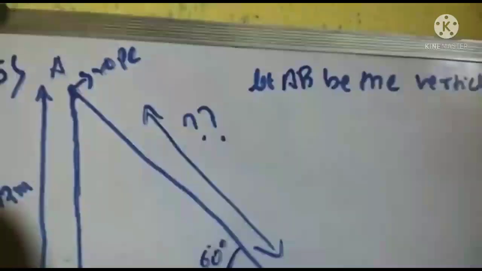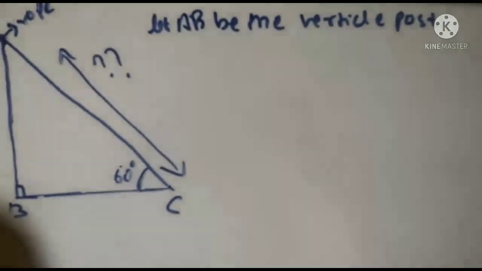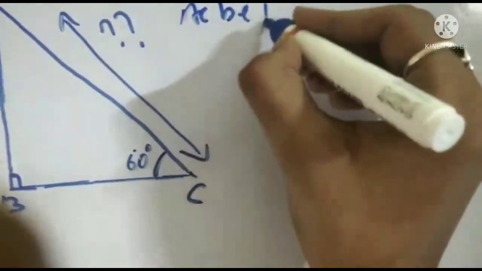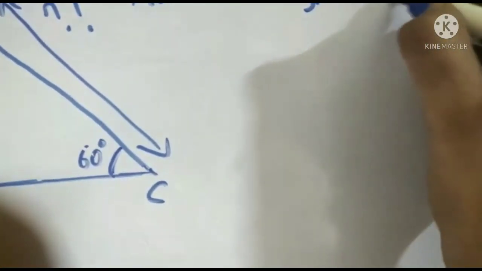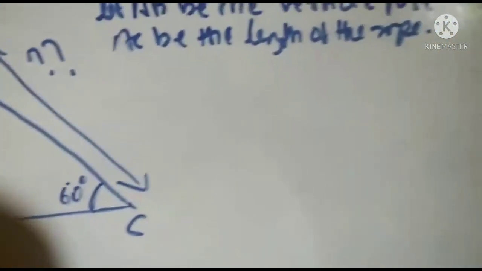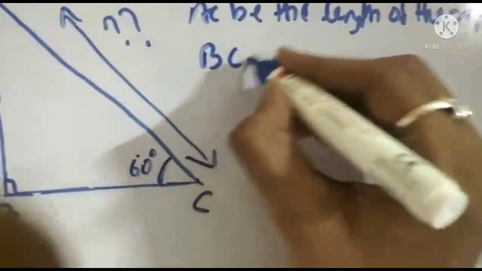Let AB be the vertical post, and AC be the length of the rope, and BC be the ground level.